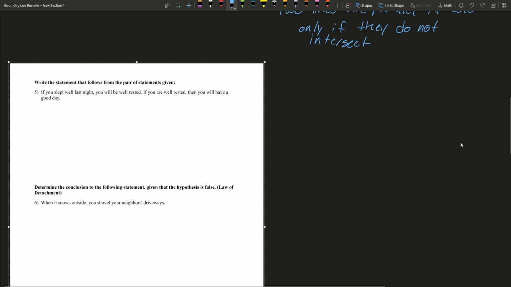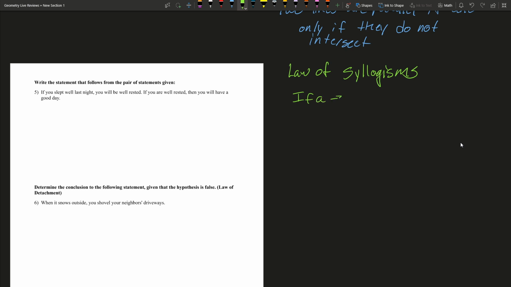Number 5, write the statement that follows from the pair of statements given. If you slept well last night, you will be well rested. If you are well rested, then you will have a good day. So this is really asking you for the law of syllogisms, which says that if you have if A, then B, and if B, then C, you can condense this into if A, then C.